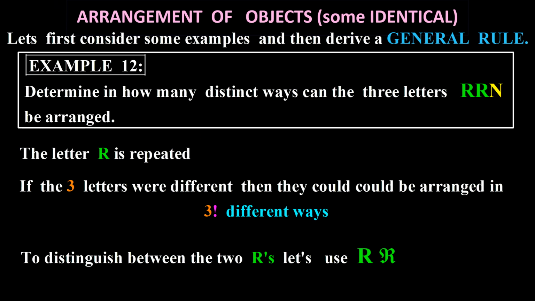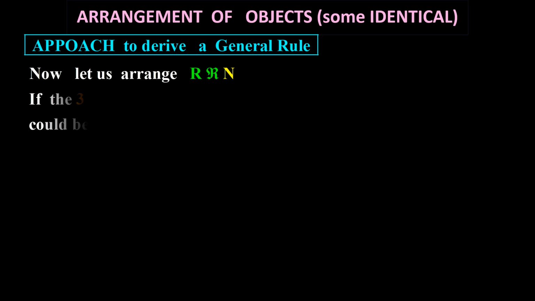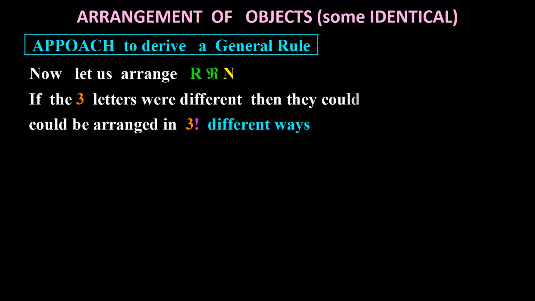So we're going to do that in the next slide, and we want to get a general rule, and we're going to arrange R R N. Okay, so there are three letters, and as we said, we're going to arrange them in 3 factorial ways, but they are not different. Let's actually look at those. 3 factorial ways are 6 arrangements. 3 times 2 times 1 is 6.